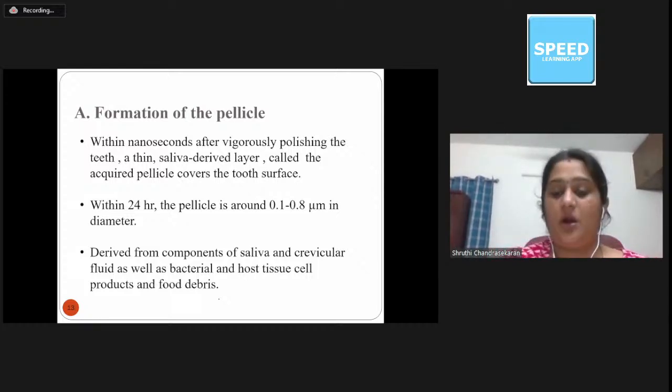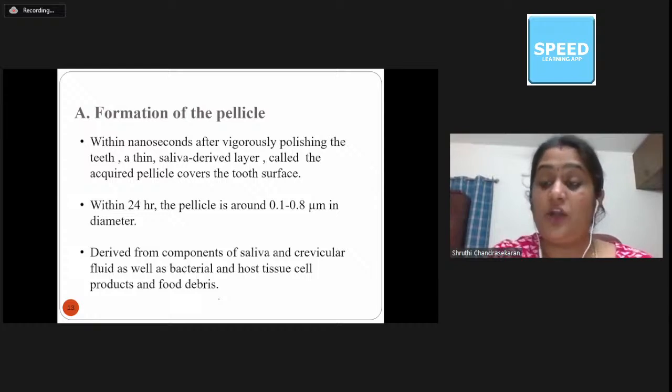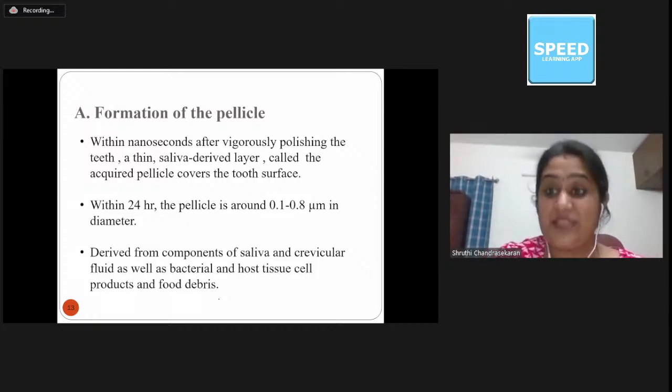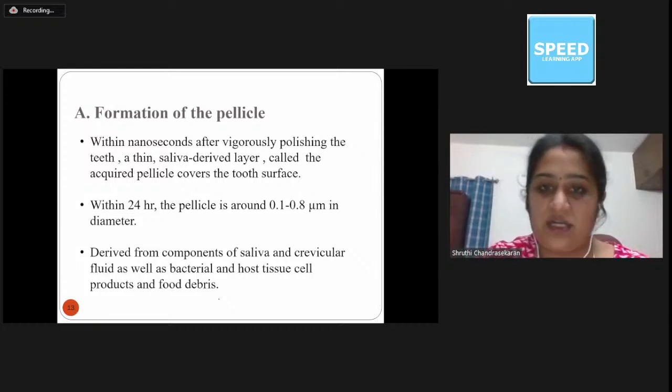It is derived from the components of the saliva as well as the gingival crevicular fluid. The pellicle can also be derived from the bacterial cells themselves, from the host tissue cells, and from the food debris that is accumulated in the intraoral cavity.